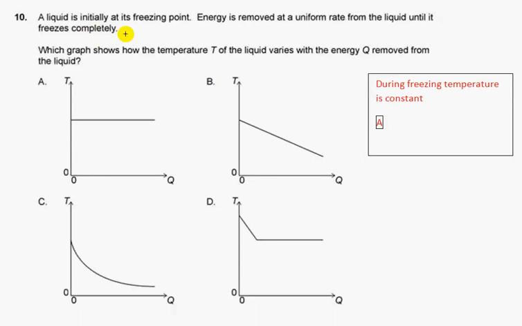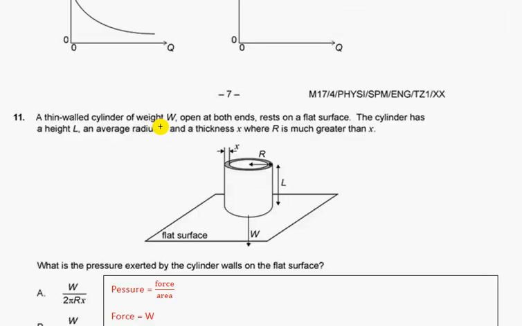A liquid is initially at freezing point. Energy is removed at a uniform rate from the liquid until it freezes completely. Which graph shows how the temperature of the liquid varies with energy removed from the liquid? During freezing, temperature is constant, so we choose answer A, where temperature is constant during the process.